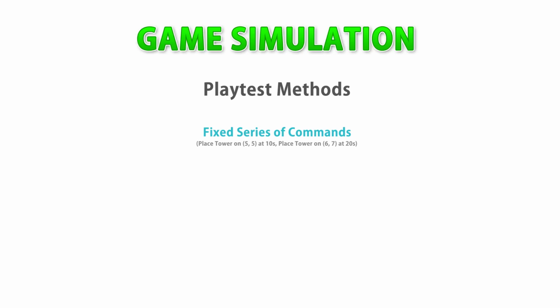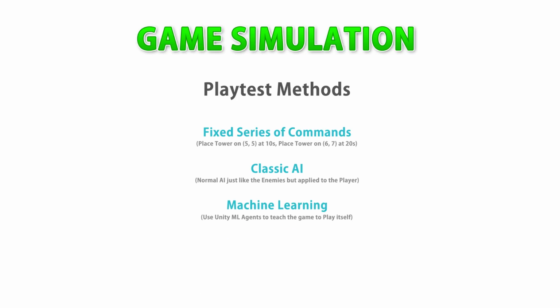If your game is more dynamic, then you have the second option, which is to make some classic AI. So for example, on a top-down shooter, you would write a classic AI for the player just like you did for the enemies. So keep trying to reach the goal and look for any nearby enemies and kill them. This is the standard AI that every game has to make, except in this case you apply it to the player. And lastly, the third option is the more complex but also more versatile, which is to use machine learning.